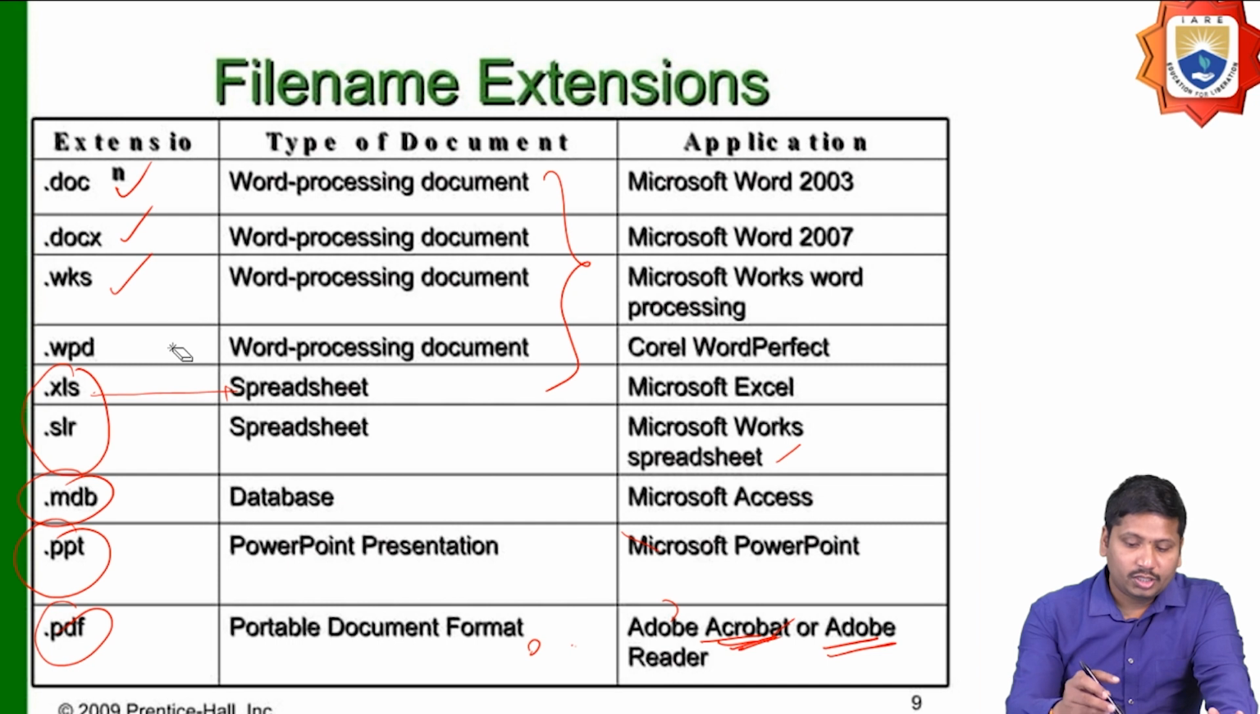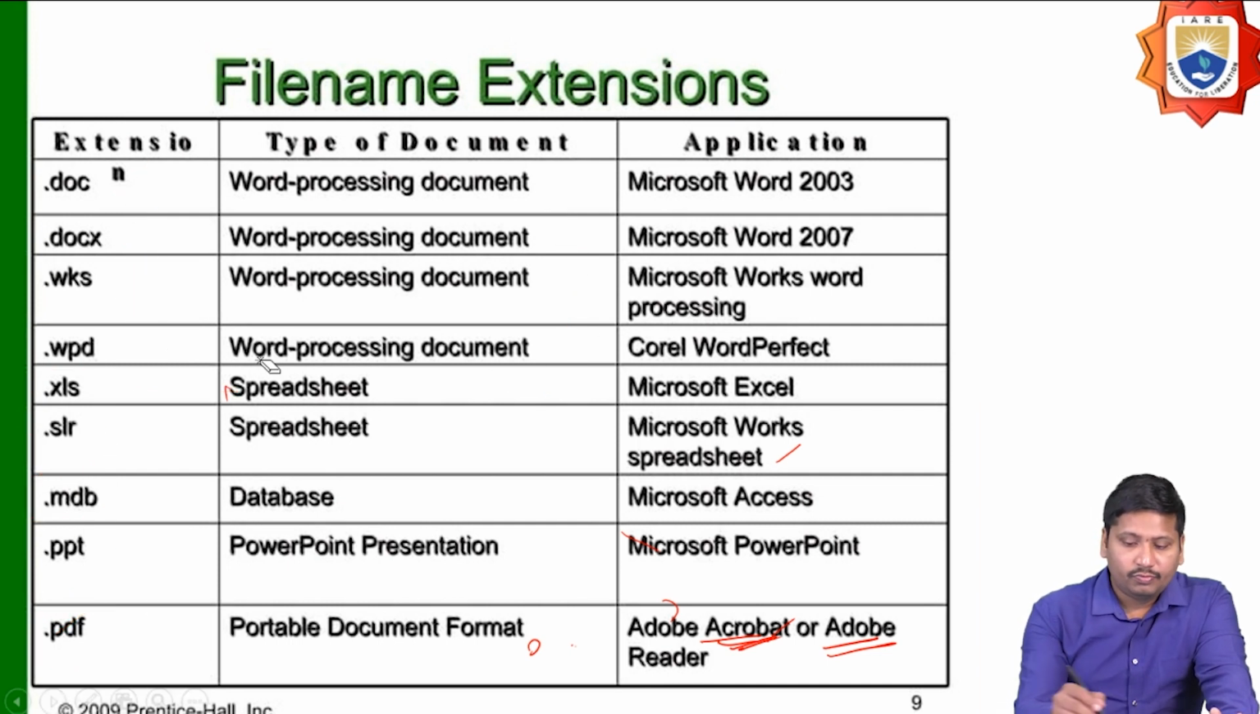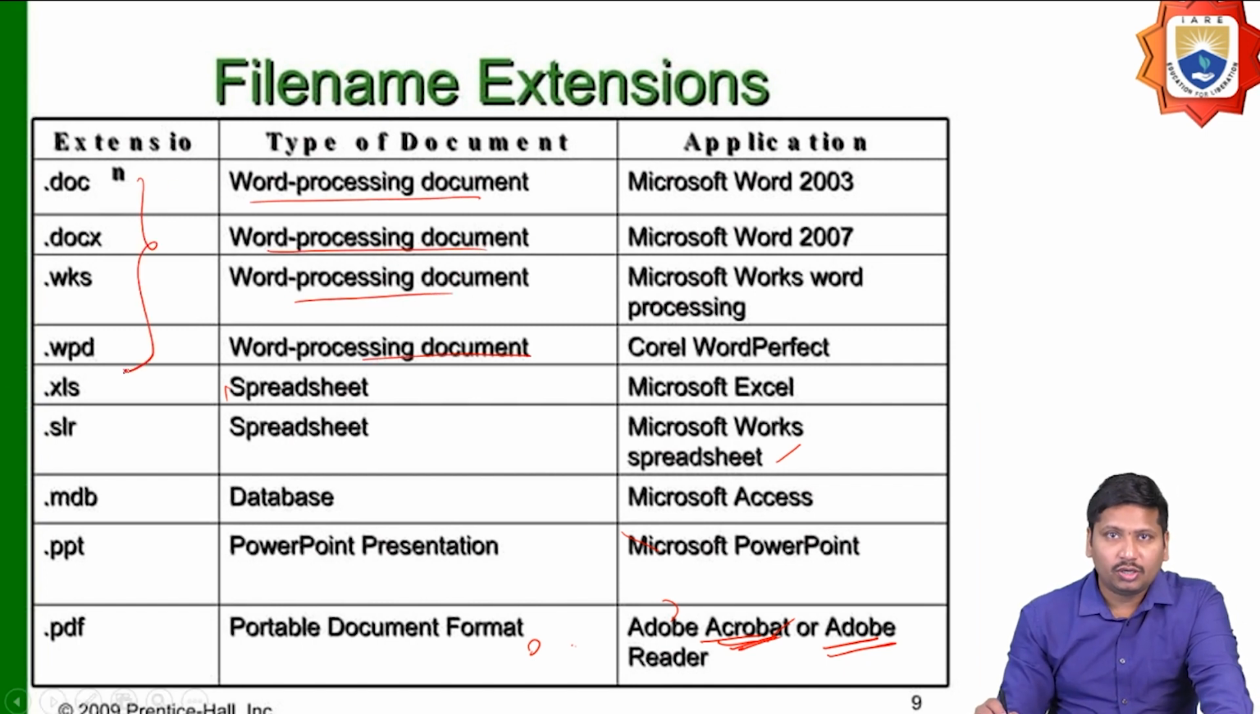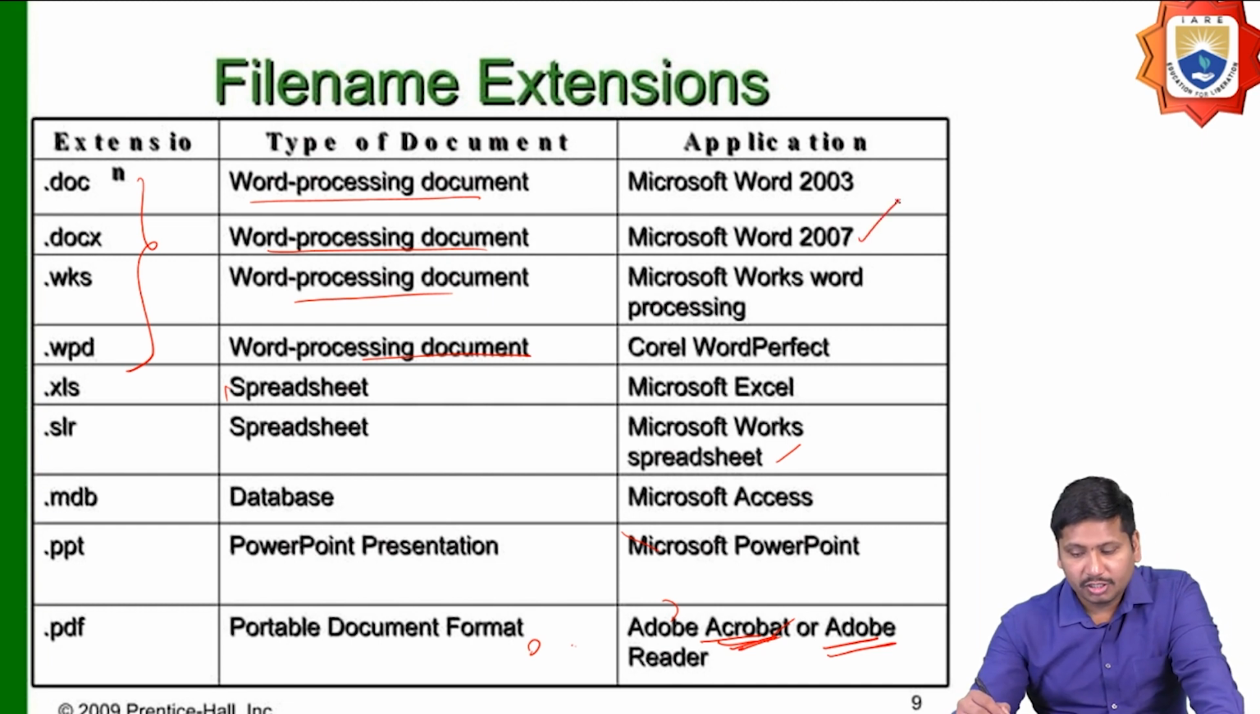So .doc is the text file for processing documents. These are some of the extensions: .doc, .wks and .pdf, and these are used in different kinds of applications. If it is .docx, that should be for processing documents of Microsoft Office 7, and this should be for Office 3 like this.